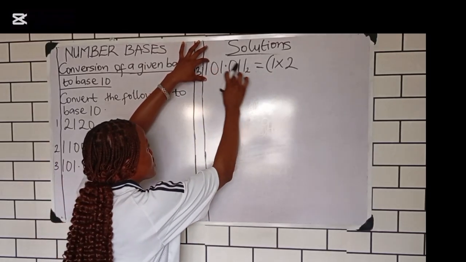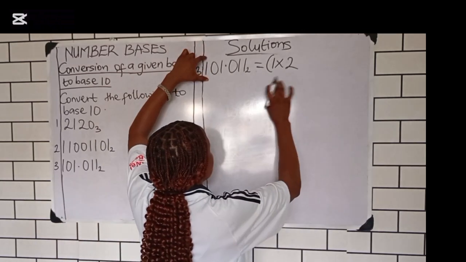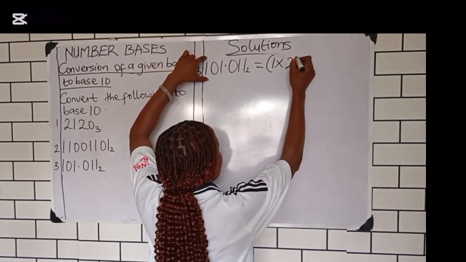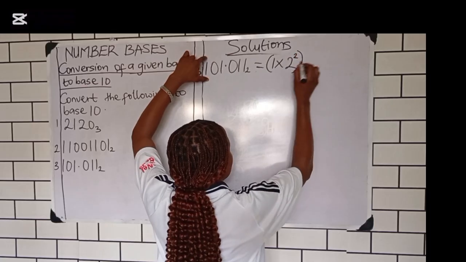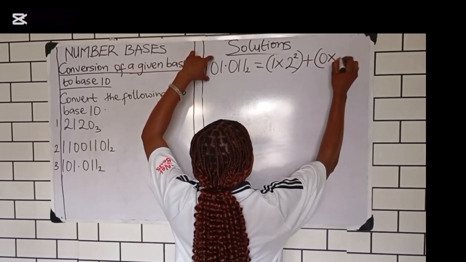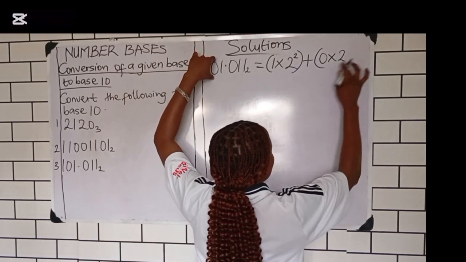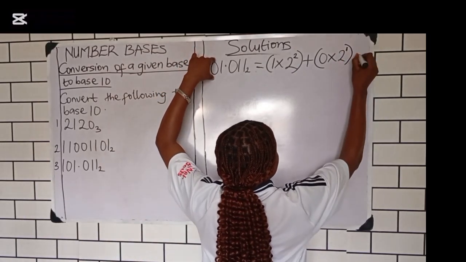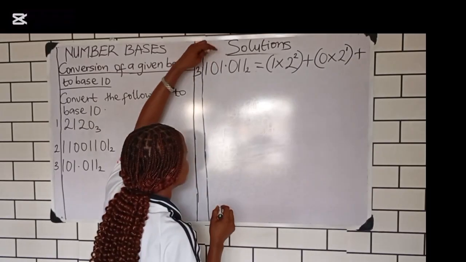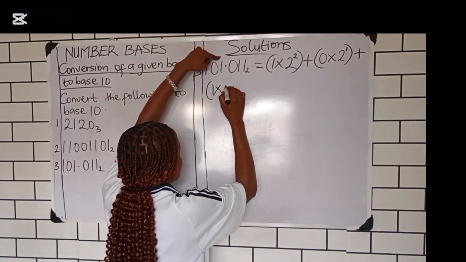So don't count in all these digits. Now what we are going to have here is 1 times 2 raised to power 2, plus open bracket 0 times 2 raised to power 1, since we have only 1 at the back of this 0, bracket.